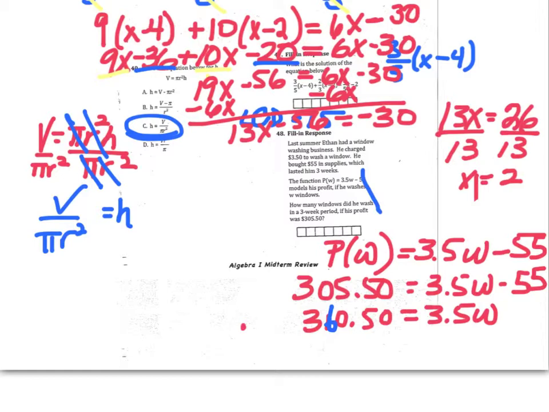So I was ending up with an answer that was not an integer, which didn't seem right, because the number of windows should be an integer. And I get 103 windows for that problem. So does that make sense? If he's charging $3.50 a window and he made $300, it's going to be about 100 windows. So that makes some sense to me. There is that other fee in there, the $55 in supplies, but that makes sense. So I'm good on that one.